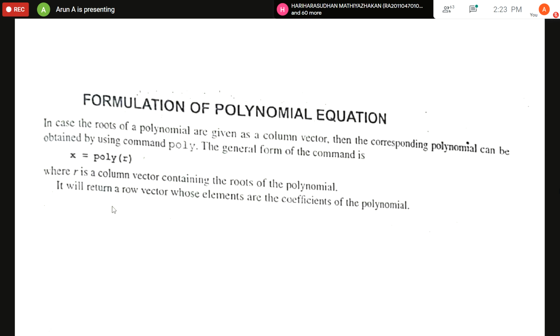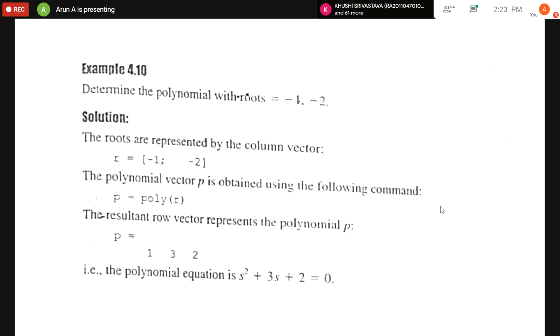Okay, and it will return a row vector whose elements are the coefficients of the polynomial. So once we have these elements, we can develop the polynomial. That is why it is called poly, right? And just watch this question. The roots are given: a polynomial with roots minus 1, minus 2.